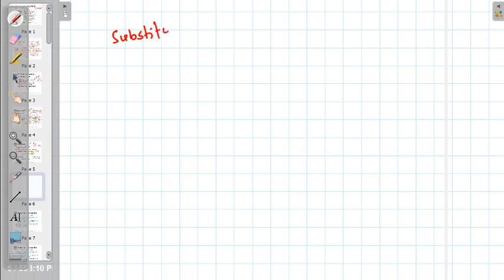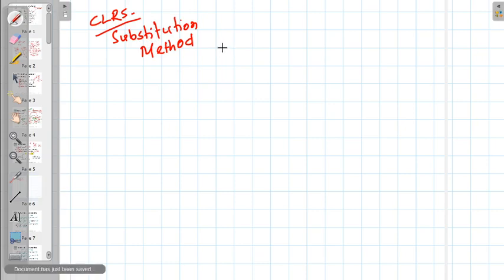The substitution method is mentioned in CLRS. So again, this is from the CLRS book, and the previous slide is from the MIT OpenCourseWare course that I mentioned.